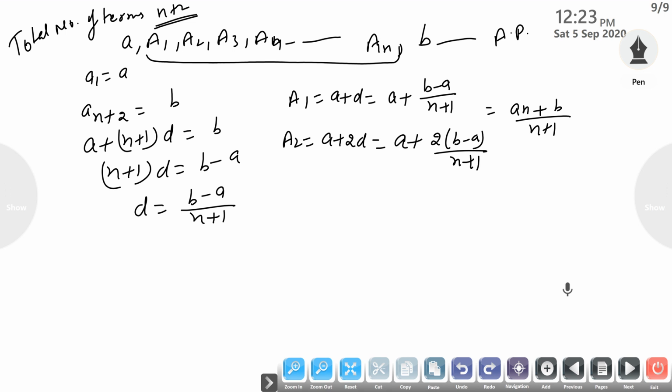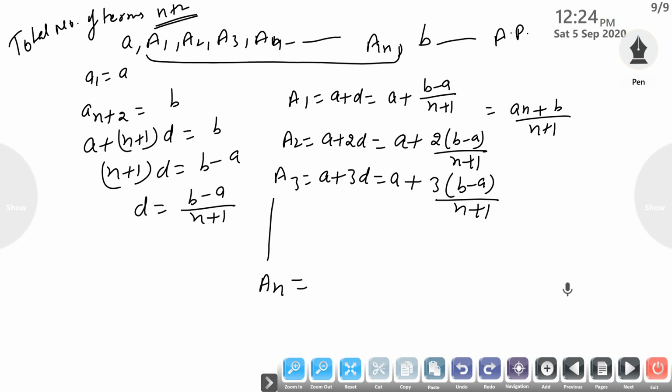Similarly, a3 is a plus 3d, and this is a plus 3 times b minus a upon n plus 1, and so on. And last term an is a plus n into d, that is a plus n into b minus a upon n plus 1. So these are the n arithmetic means between two numbers a and b.